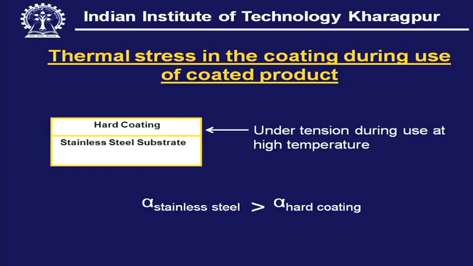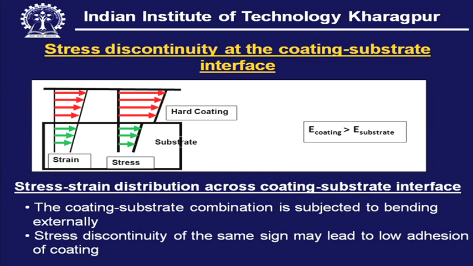will be under tension and there is every risk of fracture of the coating at this high temperature. So, this is actually the thermal stress which may generate in the coating during the high temperature application. Now, this is actually the stress discontinuity at the coating substrate interface.